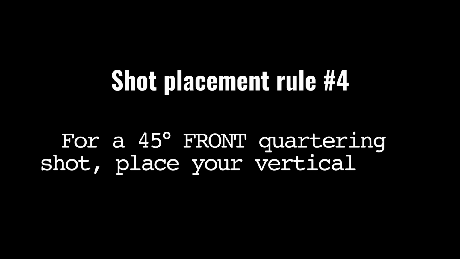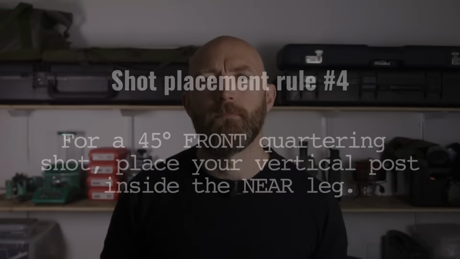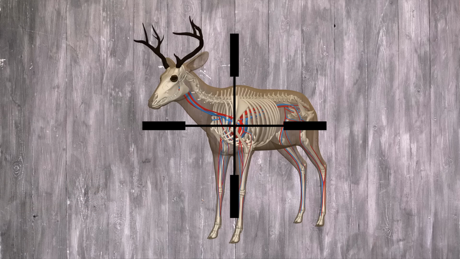Well, the exact aiming point depends on how much the animal is quartering. Here's a key point to consider. The heart is offset slightly from the spot you aim at, so you don't want to put your vertical post midway between the legs. Instead, use rule number 4. So that's your flashcard image.